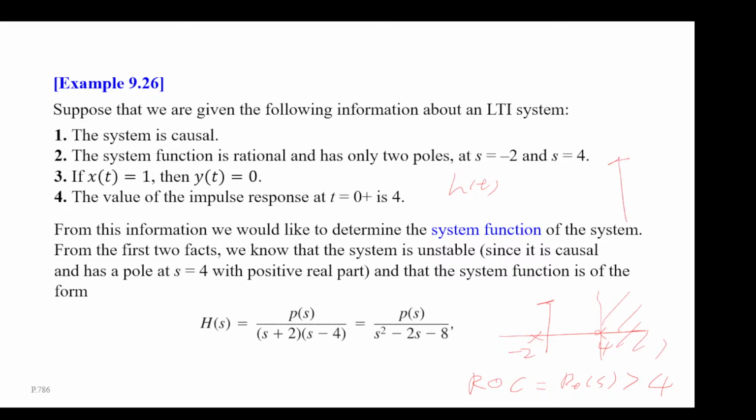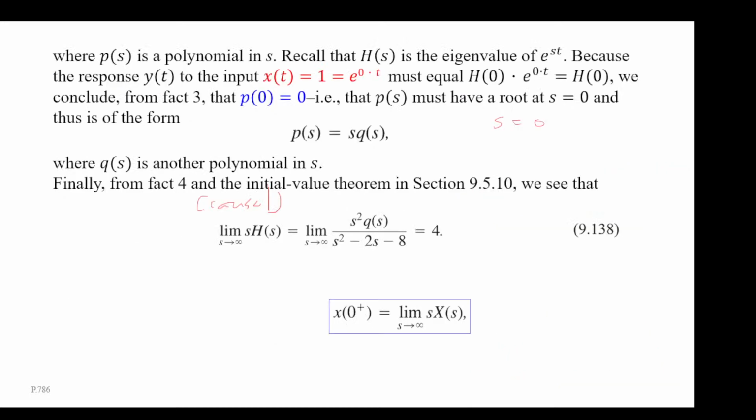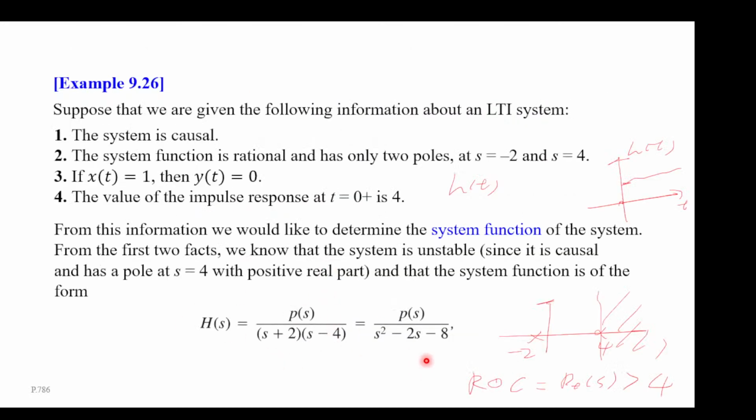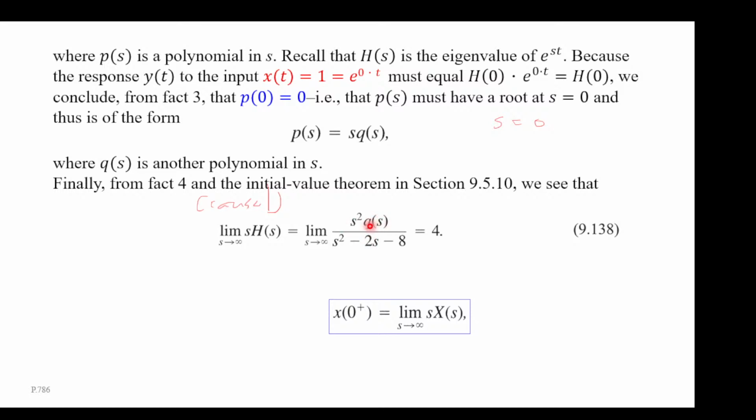So h of t is causal, so it starts from 0, and we know that h(0+) is 4. The initial value theorem says that the initial value is the limit as s goes to infinity of s times H of s. Now we have H of s here, and H of s is now s times Q of s, so we have s squared Q of s over s squared minus 2s minus 4, and as s goes to infinity, this is equal to 4.